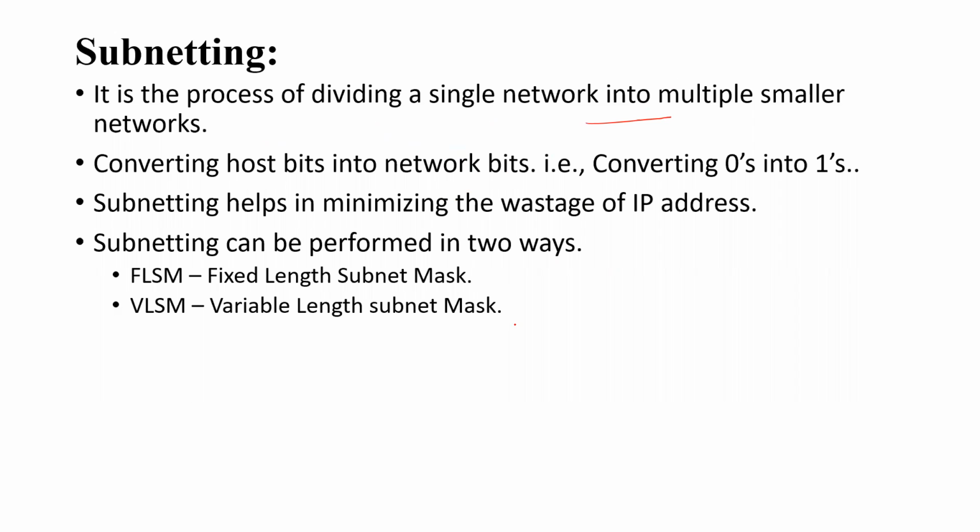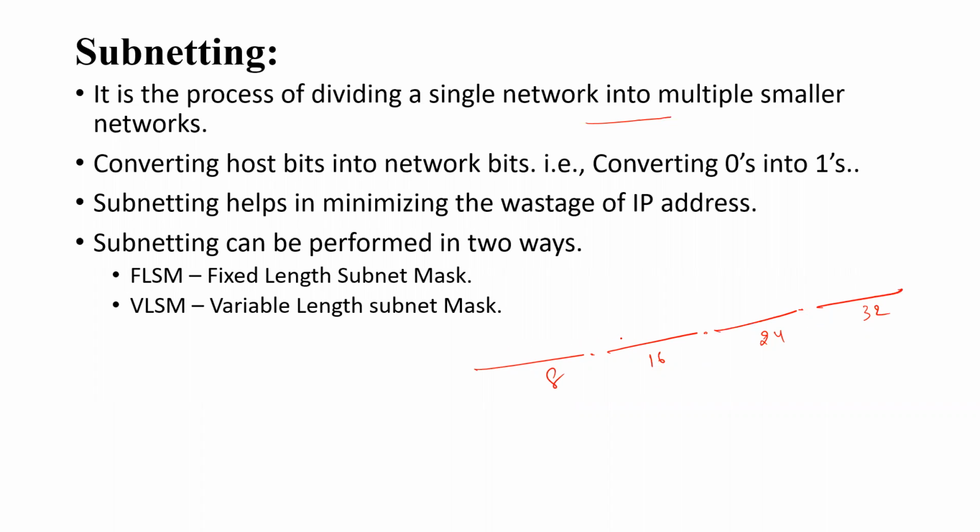So here we have 32 bits in an IPv4 address: 8, 16, 24, and a total of 32 bits. For class A, the first 8 bits are related to the network, for class B 16 bits are related to the network, and for class C 24 bits are related to the network portion.